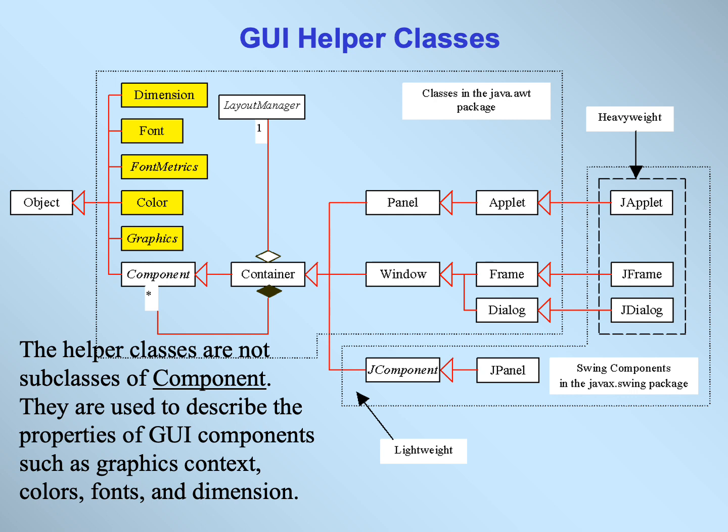In GUI Helper Classes, here we are showing the hierarchy of it. So the helper classes are not subclasses of Component. They are used to describe the properties of GUI components such as graphics, context, colors, fonts, and dimension.